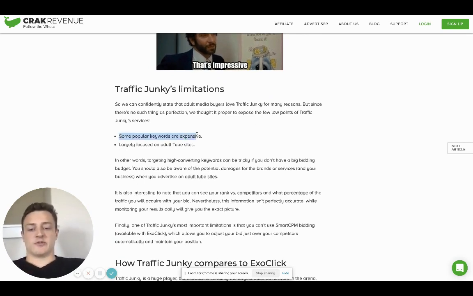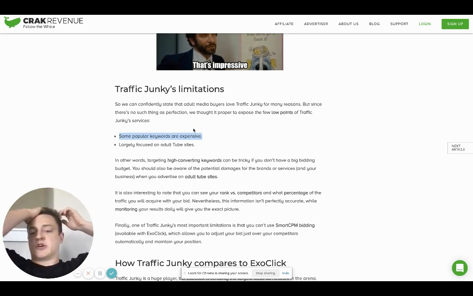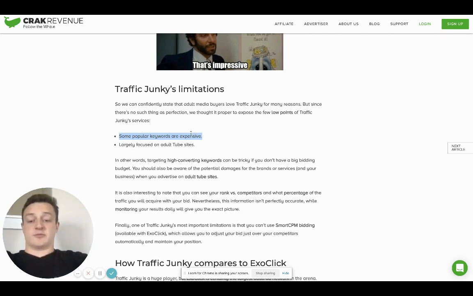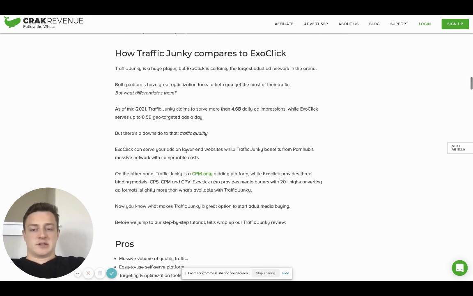Okay, TrafficJunky's limitations. Some popular keywords are very expensive, but most platforms don't even have keyword targeting when it comes to adult marketing, so it's really cool. You can target fetishes and stuff, or any specific keyword. There's content for every keyword out there, even with these adult sites, so you can straight up target keywords. It's very powerful. But yeah, it is more expensive. They're largely focused on tube sites.